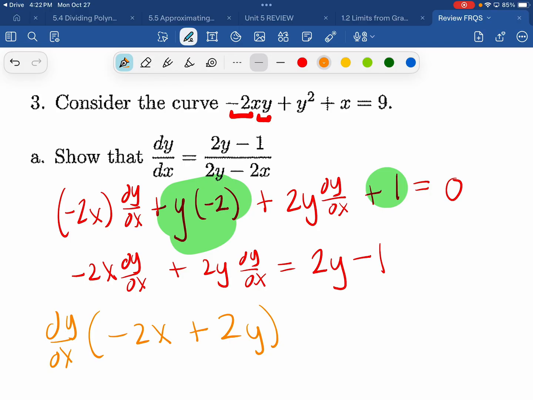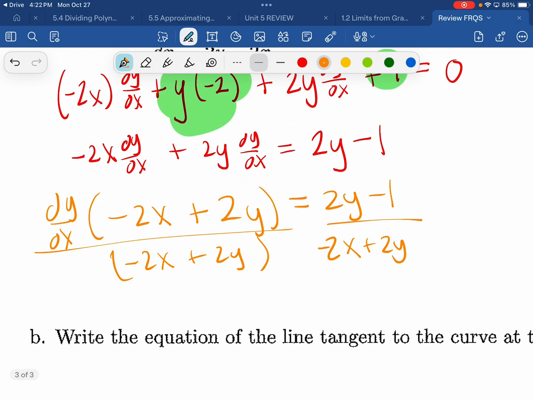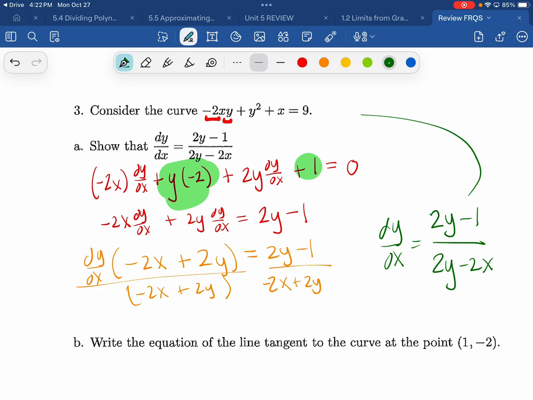Negative 2x plus 2y is left on the inside, equals 2y minus 1. And then I can divide by this whole parentheses here. Make sure you show your work, though, because that is part of this question. So we get dy/dx equals (2y minus 1) over (2y minus 2x), which is exactly what they have written right here.